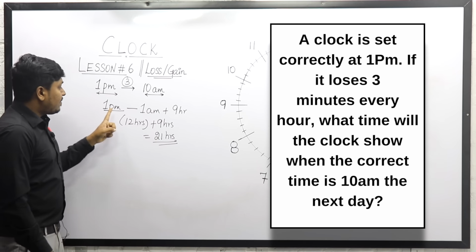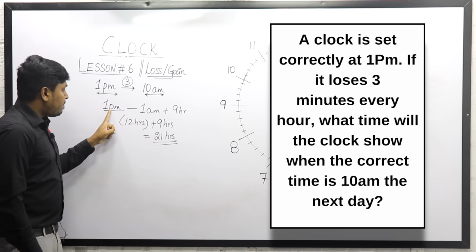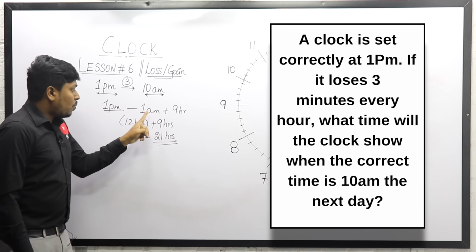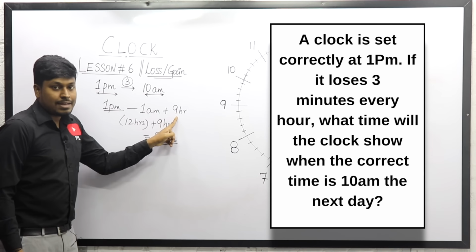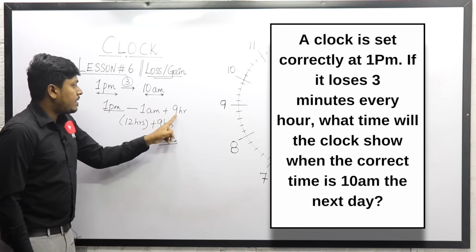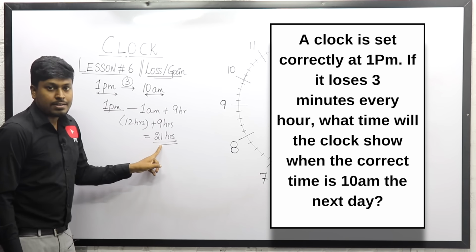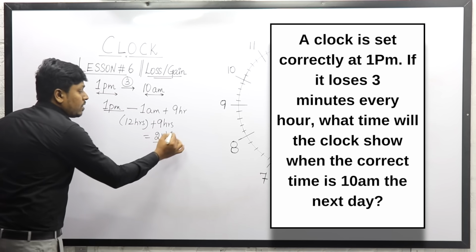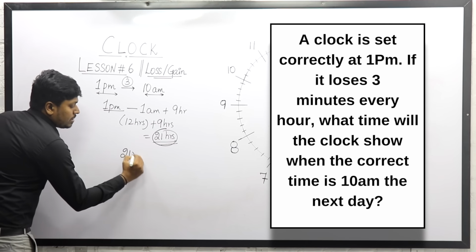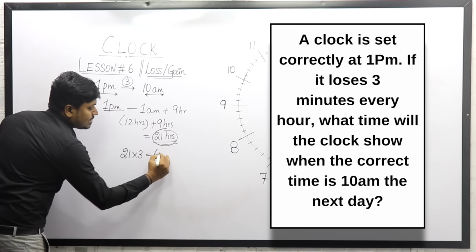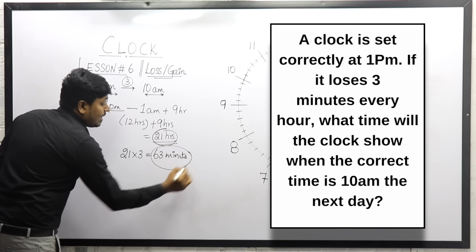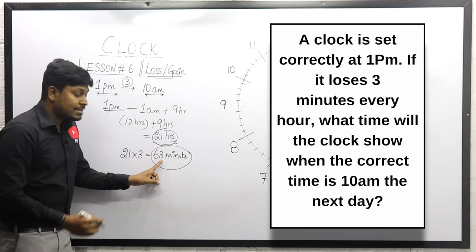Got it? What I calculated initially is 1 p.m. to 1 a.m., which will be 12 hours. Then 1 a.m. to 10 a.m. the difference is 9 hours. So 12 hours plus 9 hours, total will be 21 hours. And for every 1 hour, the clock is losing 3 minutes. So for 21 hours, the clock loses 63 minutes. So the clock is totally lagging from the right clock by 63 minutes.